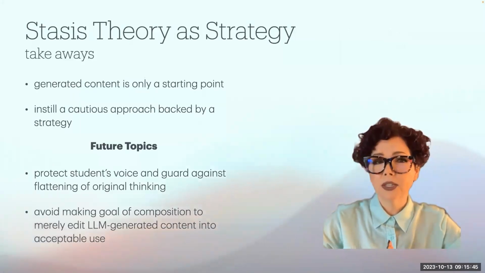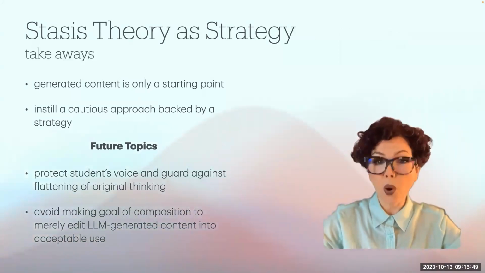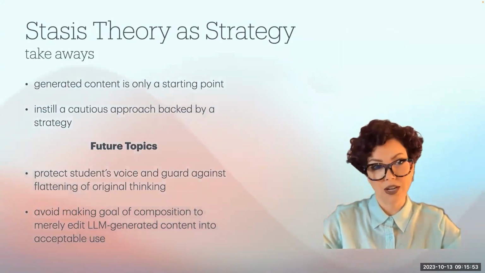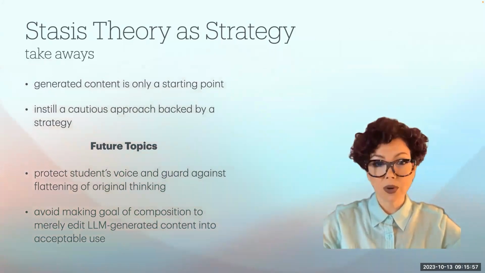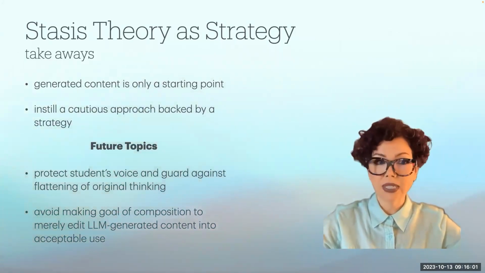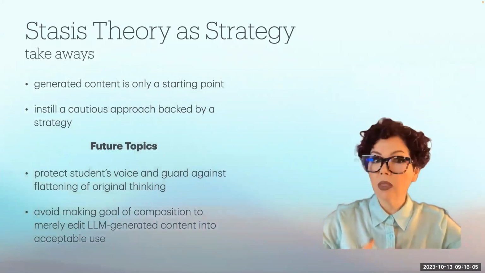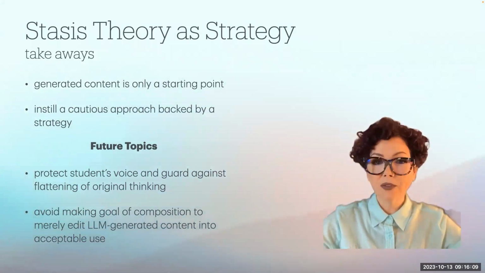So stasis theory as a strategy, the takeaways are that we can't just hope students use the technology ethically. We have to give them strategies. And what they must realize is that generated content is only a starting point. And you have to instill a cautious approach backed by a strategy. If you just tell them, be careful using it, but you don't give them a strategy, then they don't have a tool for using it.